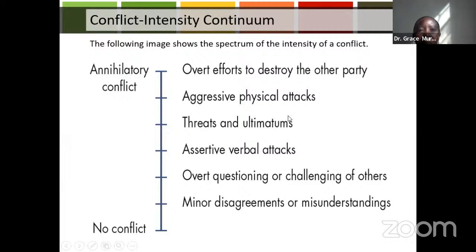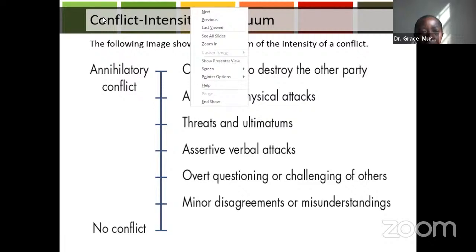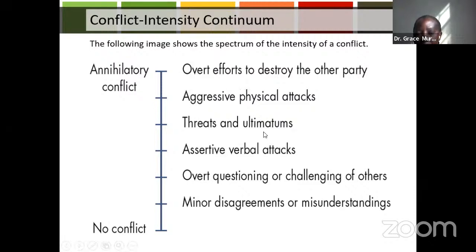Now, let's look at this. This image shows the spectrum of the intensity of conflict. It's a spectrum, so it has two ends. Look at the two ends. Down there we are saying no conflict. Remember we said we cannot have a situation where there is no conflict. Conflict is natural. But in a spectrum, assume it goes from 0 to 100, where there's no conflict and where there is really, really strong conflict. What do you see? What are the characteristics? What kind of environment will you be living in?